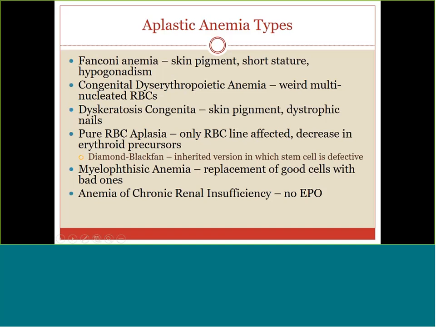Pure red cell aplasia sounds just like it is. It's only affecting the red cell line, so you will see a decrease in this red cell line. There is an inherited version called Diamond-Blackfan, and it's inherited because the stem cell became defective in it, leading to that whole red cell decrease. Myelophthisic anemia is when you have bad cells coming in and replacing the good ones. And then anemia of chronic renal insufficiency. If your kidneys are not functioning right and they're not making erythropoietin, you're not going to make red cells. So no EPO, no red cells. So know the key features of each one of these bone marrow failure type syndromes.